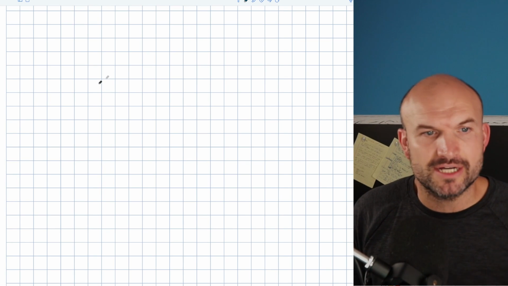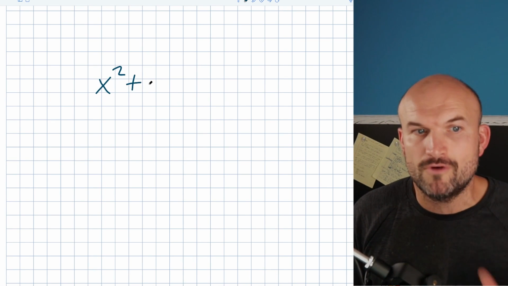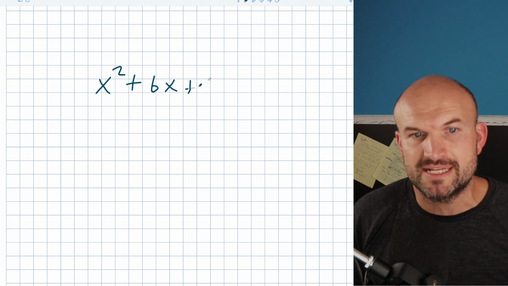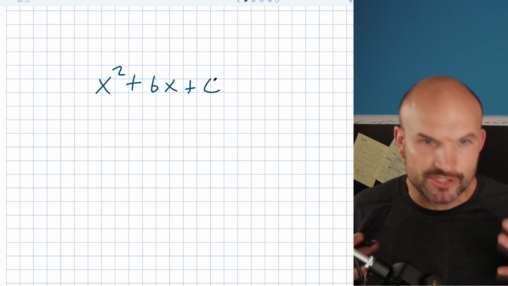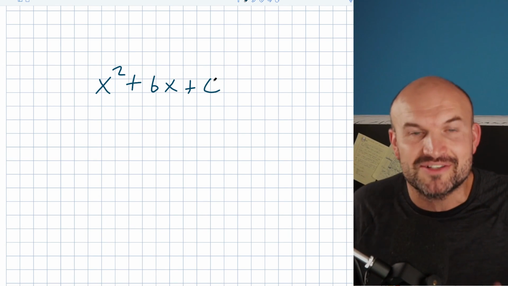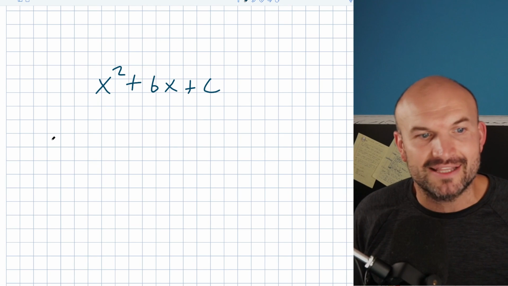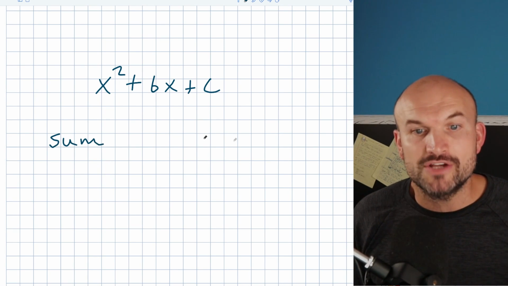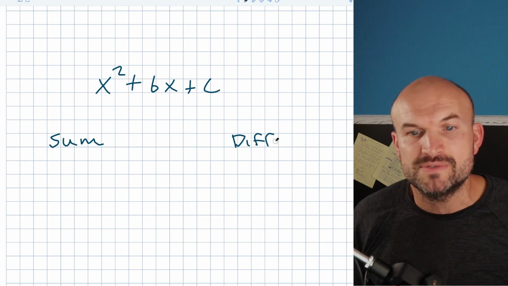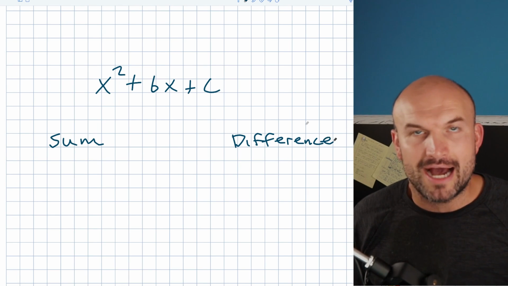So there's only a couple things you need to understand about factoring quadratics in the form of x squared plus bx plus c. And really just a couple things you need to understand or think about when you're trying to factor. The main thing I like to separate this into is, are you dealing with a sum or are you dealing with a difference?